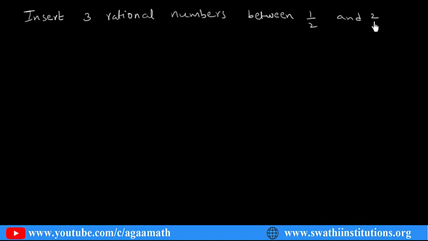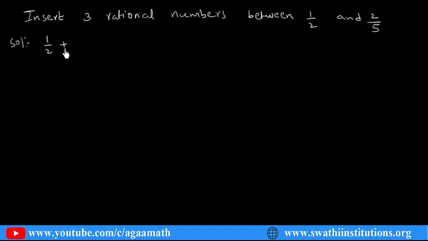Insert three rational numbers between 1/2 and 2/5. So as we learnt one method, adding these two and multiplying with 1/2.